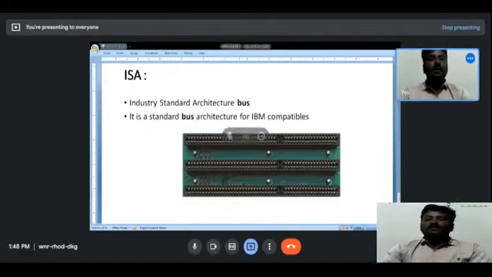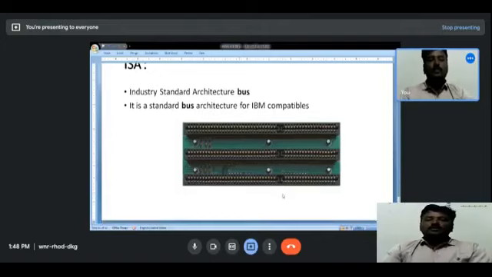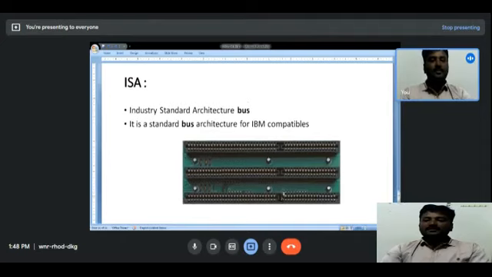It was first initiated by IBM, International Business Machines, for its own computer components. So it is a standard bus used for IBM compatible machines. So these are all the different types of buses we have seen as of now.